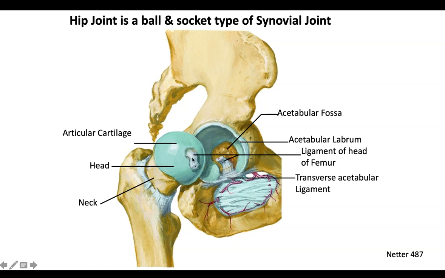Through this small ligament, the ligament of the head of the femur, a small blood vessel passes, and that provides a little bit of blood supply to the head and neck of the femur. The central part of the acetabulum is a non-articular part that contains fat, and this non-articular part of the acetabulum is called the acetabular fossa.